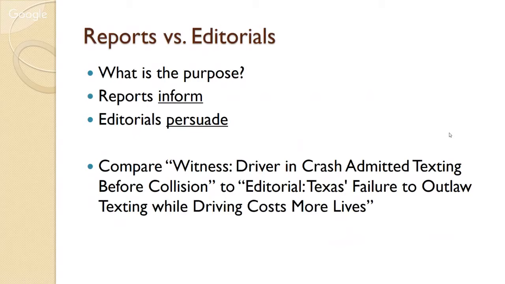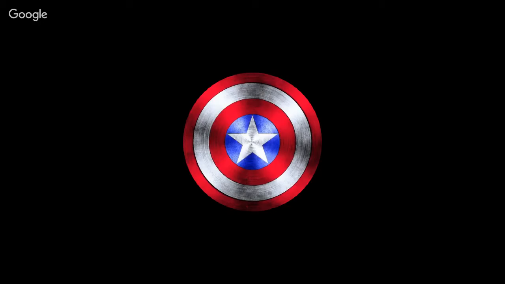So let's take a look at these two articles. Witness, driver and crash admitted texting before collision, and editorial, Texas failure to outlaw texting while driving costs more lives. Now, the titles, especially the second title, should tell you that that is an editorial, so its primary purpose is meant to be persuasive. So that gives you a big clue as to what you're dealing with. But let's just go a little bit further into these articles and see if we can look at the way that they're constructed in order to be able to see how they've been put together in order to persuade or inform.